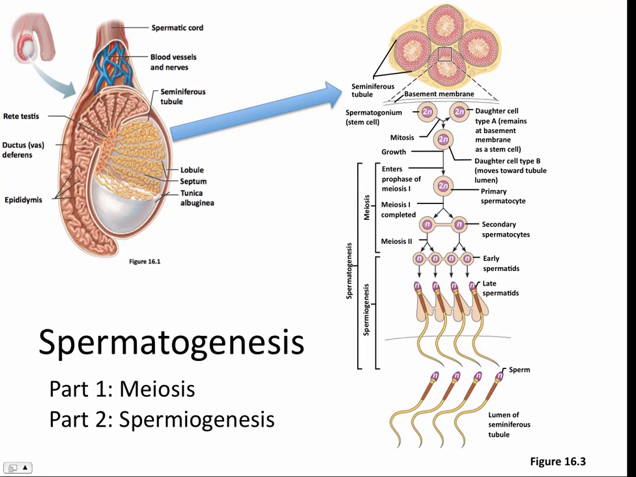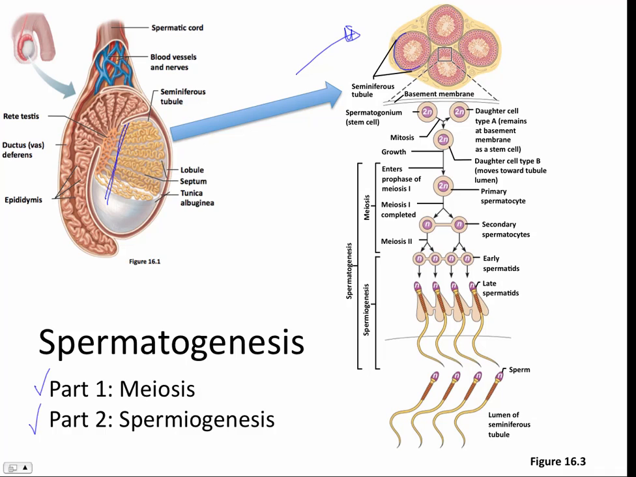Let's now take a look at how we can produce sperm through the process of spermatogenesis. It's going to undergo two parts. First part is meiosis, and then we have spermiogenesis. A couple of things, where does this occur again? We have this at the seminiferous tubules. If we take a cross-section of the seminiferous tubules, this is what we will see.